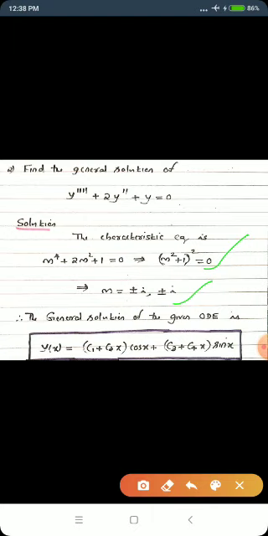Therefore from the theory we get the general solution of this particular ODE: y of x is c1 plus c2x cos x plus c3 plus c4x sin x.